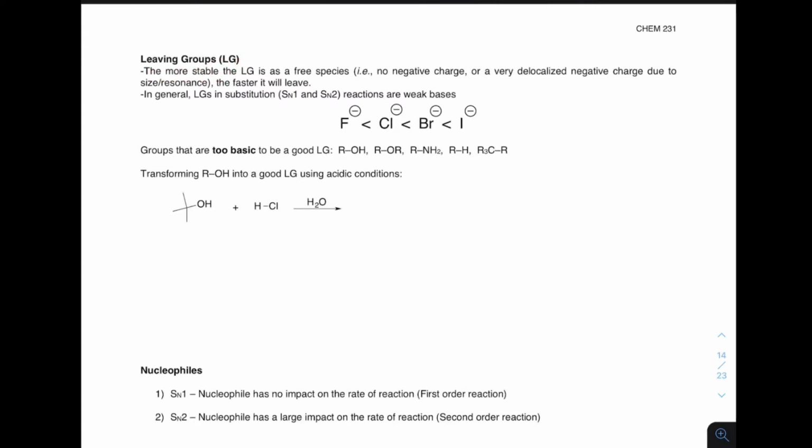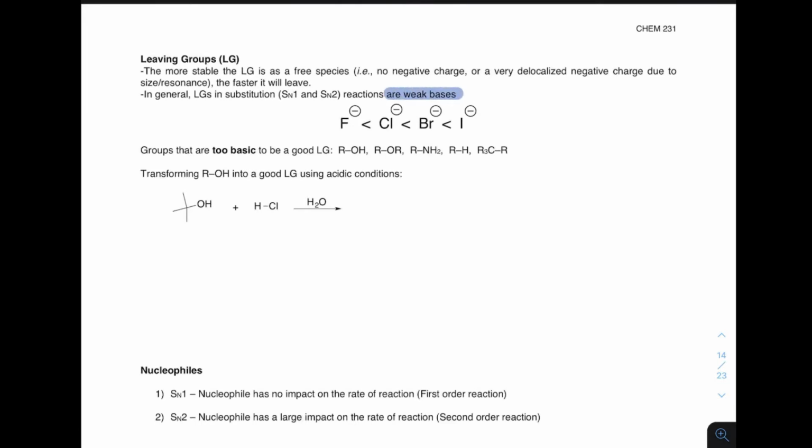So, like we've talked about before, leaving groups are the groups that leave in a reaction. And the more stable a leaving group is as a free species, meaning there's no negative charge or a very delocalized negative charge, the faster it will leave. So in general, what that means is that leaving groups in substitution reactions are weak bases.